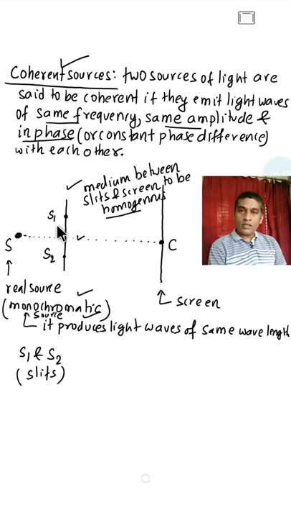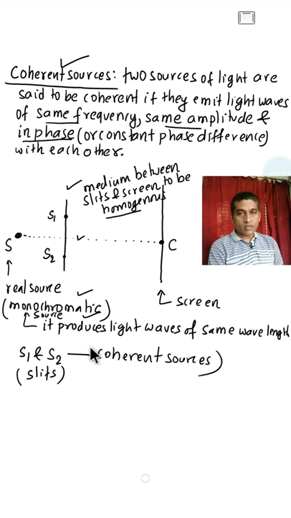Clear? And these two slit, that is slit S1 and S2, act as a coherent source. Clear? So let me write over here. So these are not the real source. Okay, so slit S1 and S2 are called the coherent sources of light. And we also observe interference between the slits and the screen. We can observe interference phenomenon in between the slits and the screen. Clear? This is also to be noted.